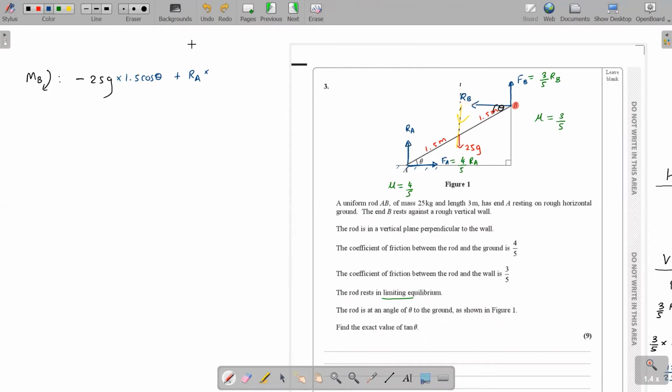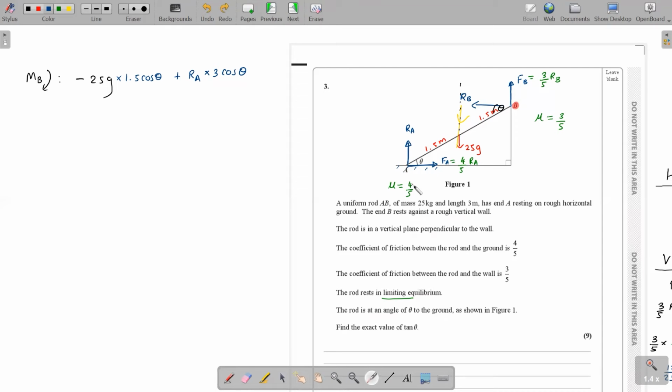Okay, I'm removing all the extra things here. So the normal reaction A into 3 cos theta. Okay, and then this is equal to, sorry, not equal, there's more, right? Who else do we need to consider moments about?